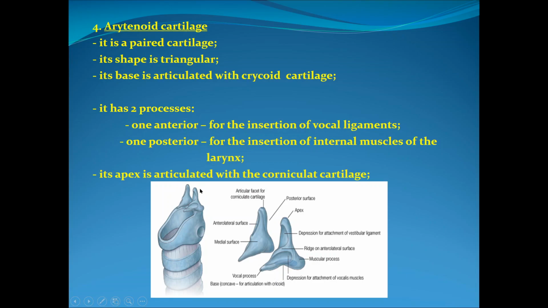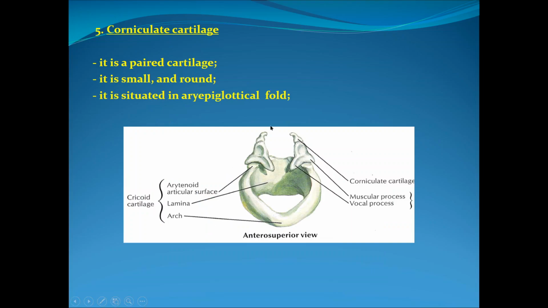The apex of the arytenoid cartilage is articulated with the other one, corniculate or cornicular, as you prefer, cartilage. Cornicular because it looks like a horn. Look at it. This is cornicular cartilage. Small, rounded, and right here in this region there is a fold. The name is aryepiglottic because it connects this cartilage with the epiglottis. You will see it very soon in another picture.